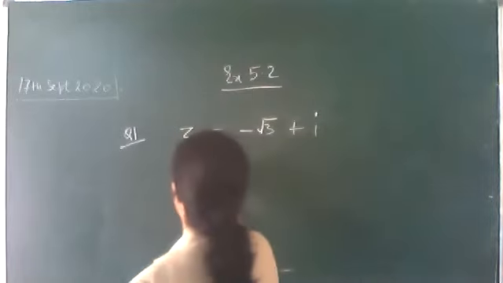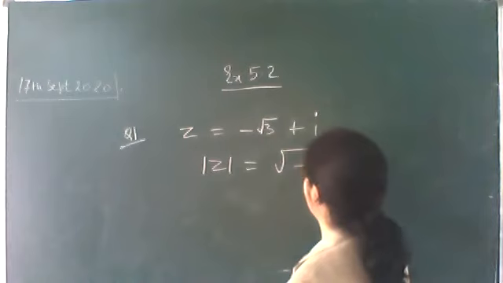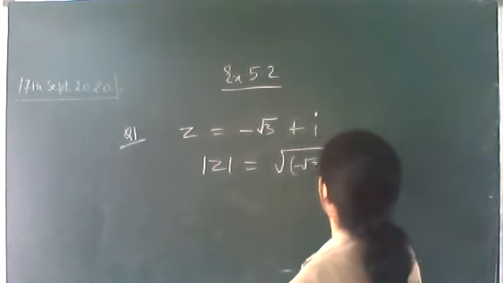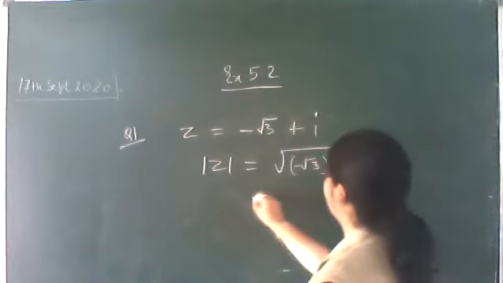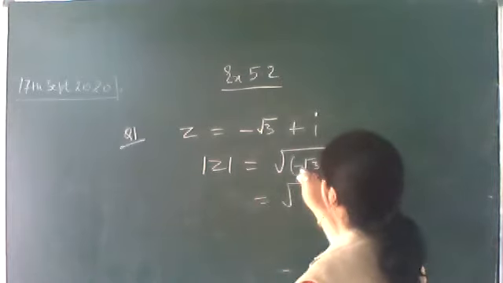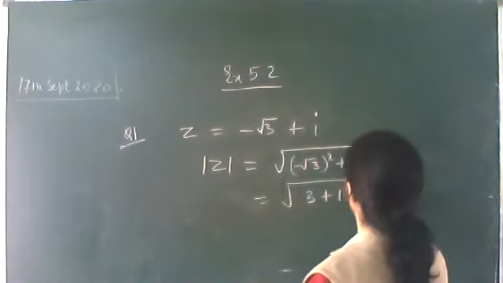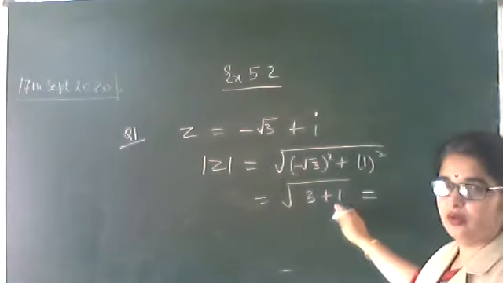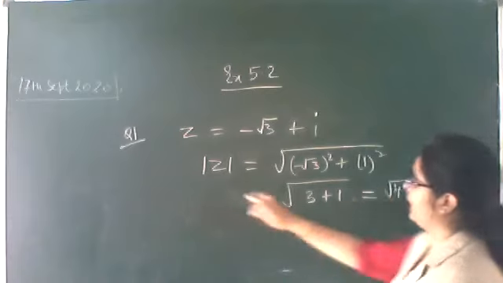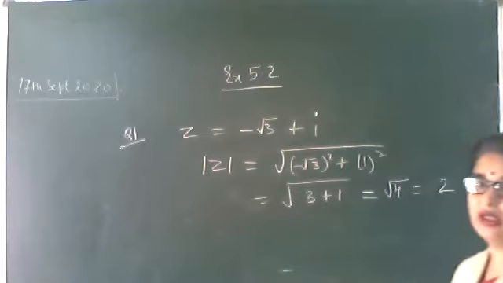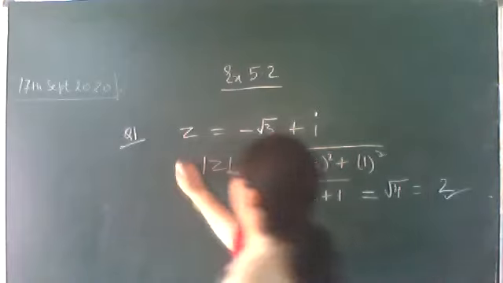So modulus of z will be equal to what? Here x is minus root 3, whole square, plus 1 into iota, that means 1 whole square. That is equal to root over 3 plus 1, that is root of 4. Root 4 is plus minus 2, but we are having modulus of z, so we'll take it positive only, no negative value. So modulus of z, first part we have done.